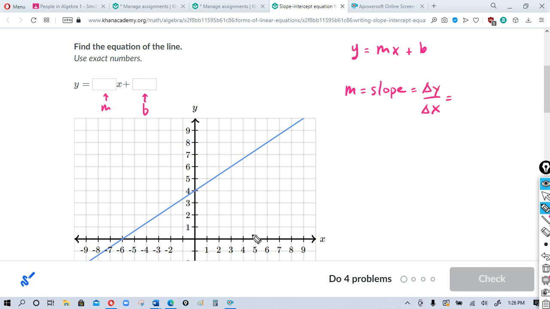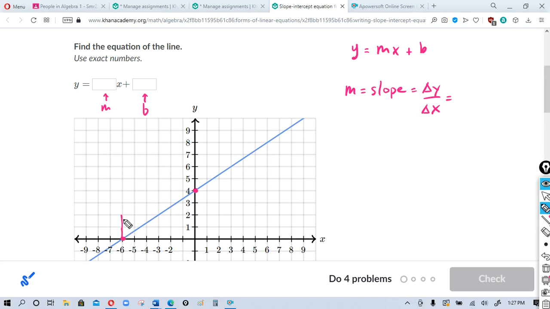You want to take 2 points from the graph, and you want to get ones where the line is on the corner of the box. The easiest ones are points that cross the y-axis and the x-axis. So I'm going to take this point here and this point right here. Change in y is the up-down part, so I'm just going to go from one point to the other.